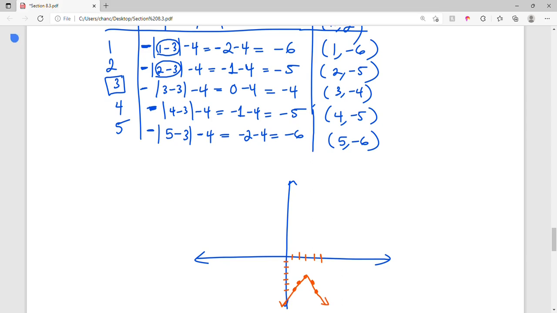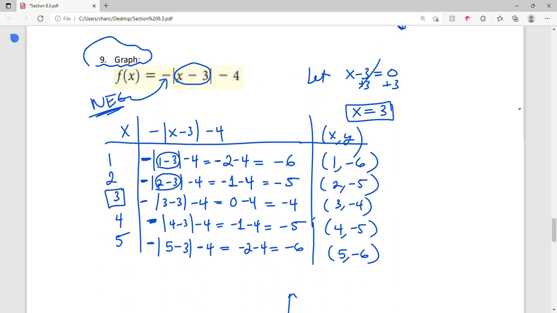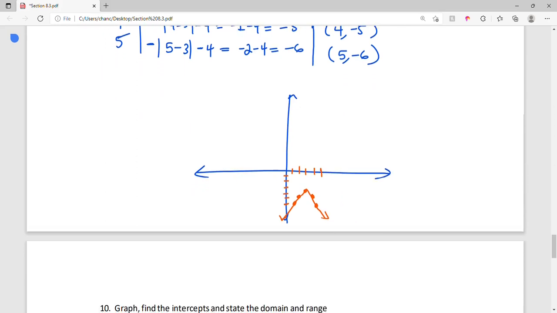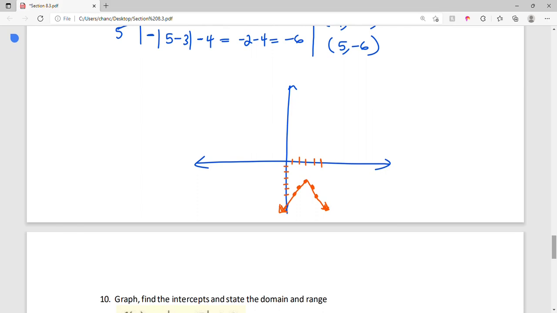And the reason for that is that negative in the front. That negative in the front causes that V graph to be facing down. So remember, if the coefficient in front of the absolute value is negative, it's going to flip our graph upside down.